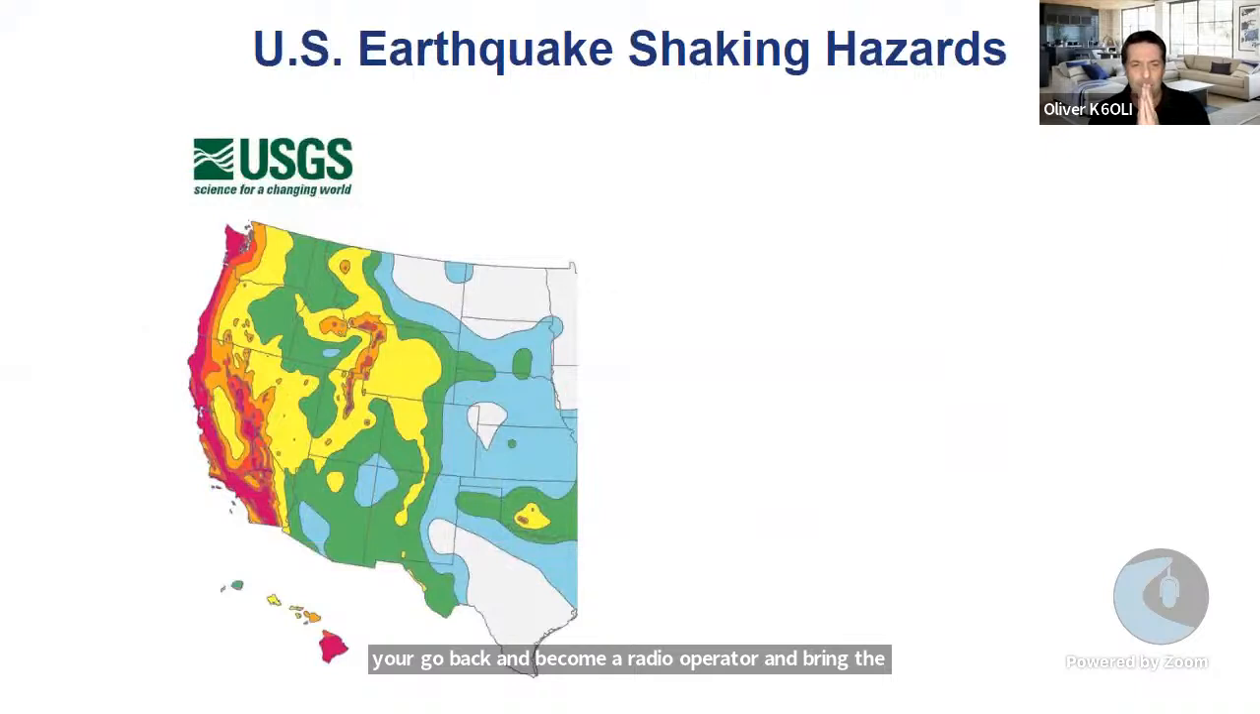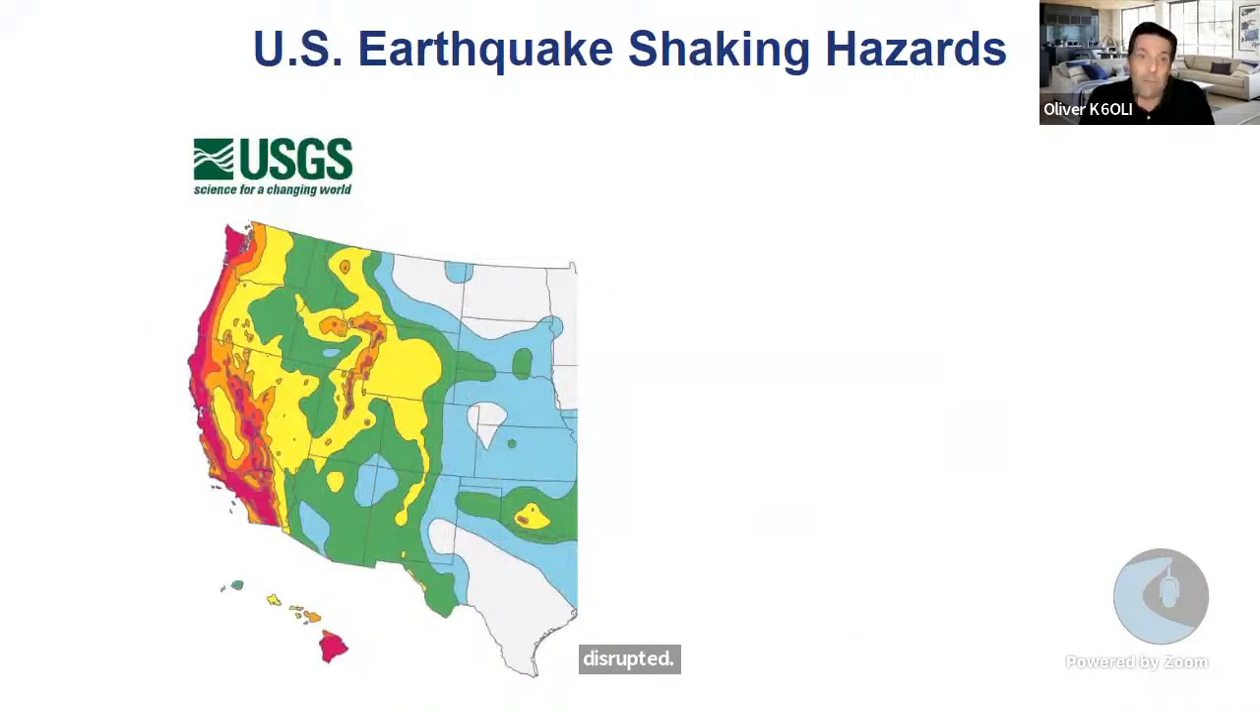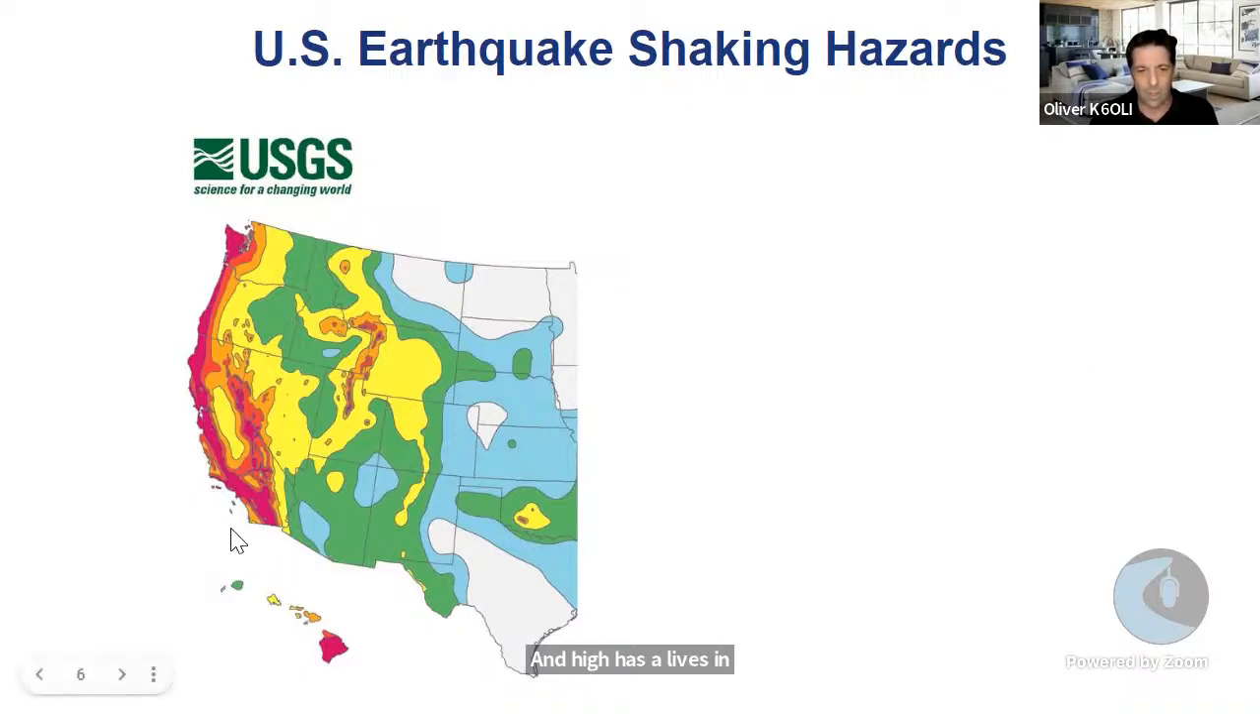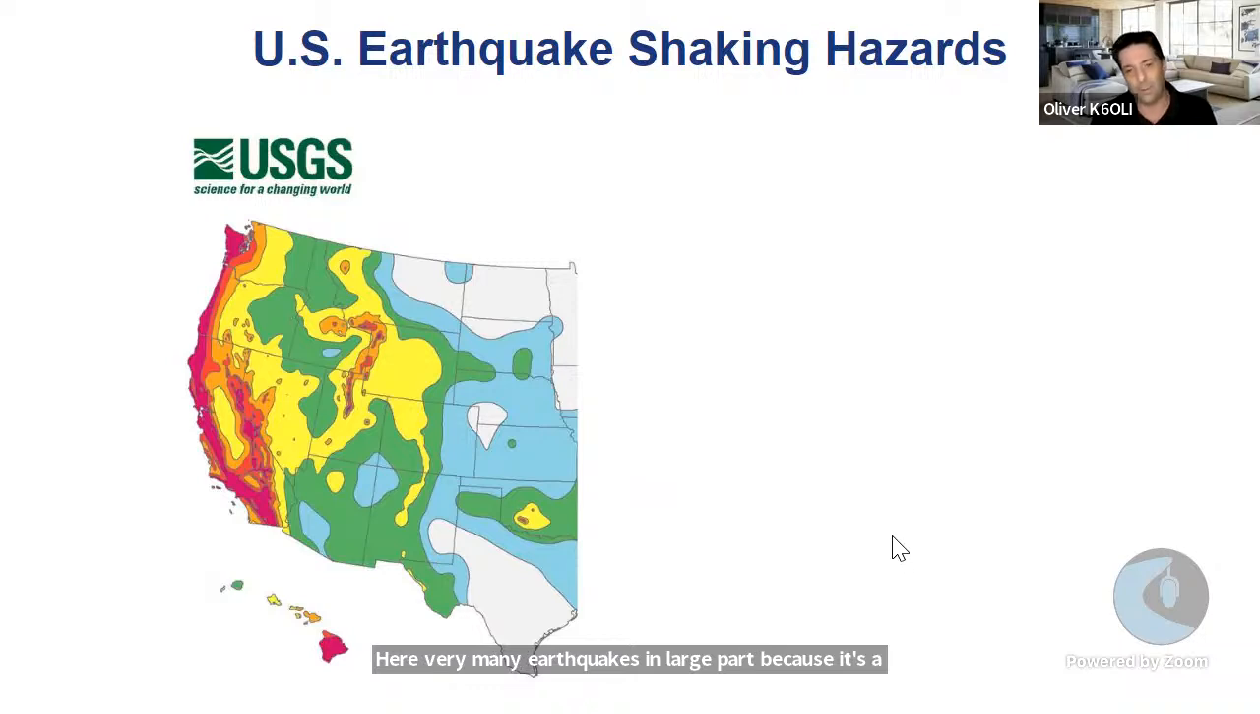So when people think about earthquakes, many of us think of California, right? Some of them remember that Oregon has quite a few earthquakes as well. And then Seattle, for those of you who live in the beautiful state of Washington, earthquakes are all over. But understand that pretty much all of the Western United States has a lot of earthquakes. And it is high hazard country, right? As well as Hawaii here. Very many earthquakes in large part because it's an active volcano. So they do get the earthquakes because of that.